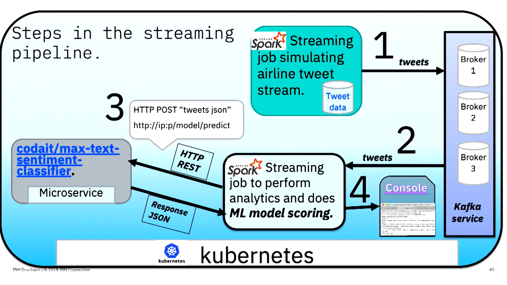Next, there's a second Spark streaming job, which does the analytics and model scoring using the Max text sentiment classifier, as we talked about. Since these tweets are coming in real time, as they come, for a batch of tweets or each tweet, I make a service call to the text sentiment classifier service, get the sentiment, perform the analytics and display it. So this is the entire cycle.